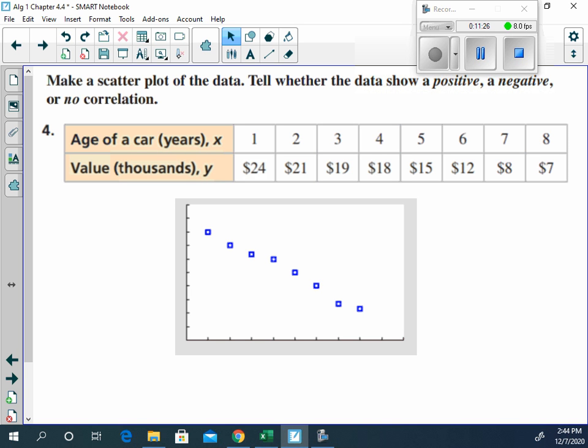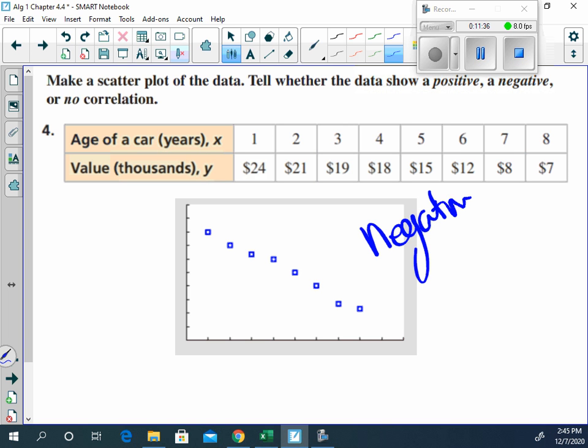And this here is the other set of data. And again, this here would be negative because they're going down. So it'd be negative because it's going down. Any other questions on this here?